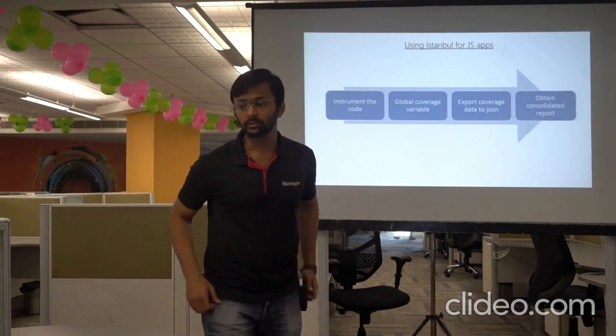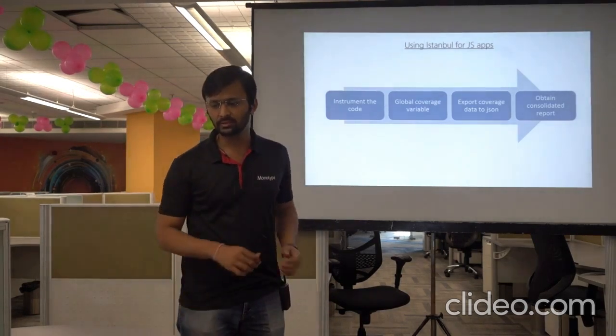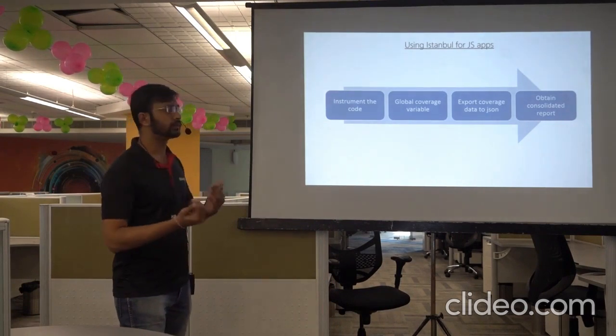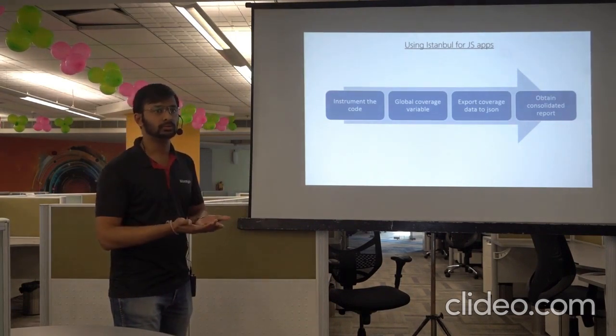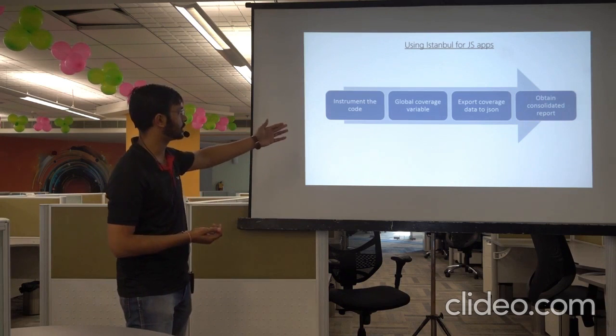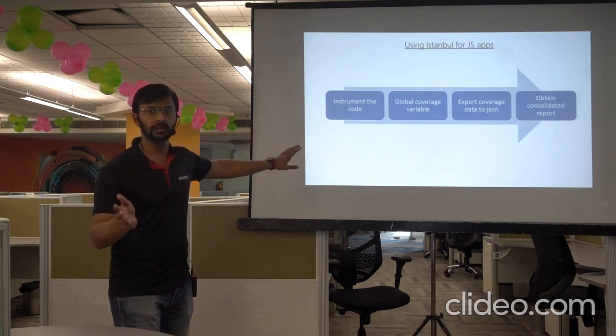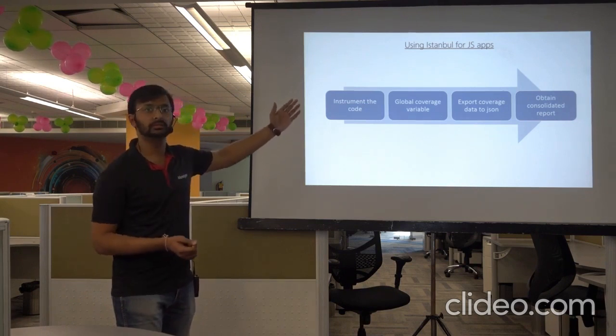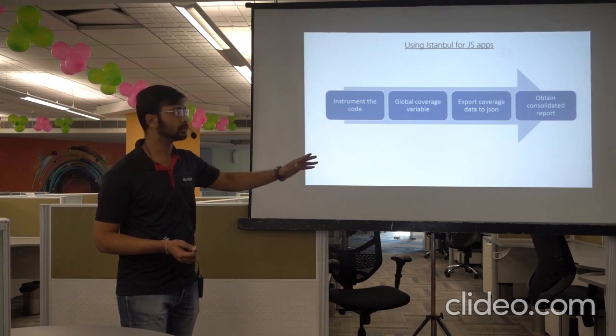So using Istanbul for JS apps. Again, I think these will be generic steps. So this is on the front end what we want to do. We first instrument the code. There's some command, which we'll be demonstrating, you instrument the code. What does that do? It injects a global coverage variable.